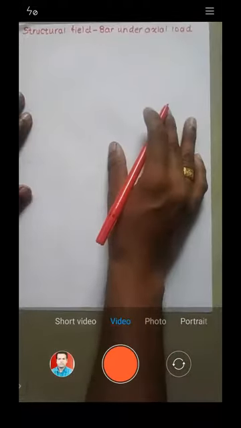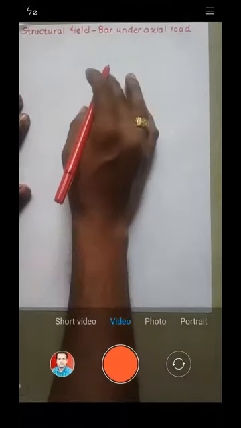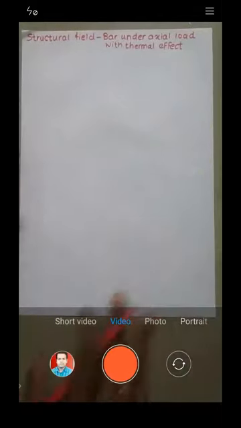So we are going to take the problem on structural field, where we have a bar under axial load, but with thermal effect. Okay, so we will take the problem in the structural field where we have a bar under axial load with the thermal effect. So let's take this problem.